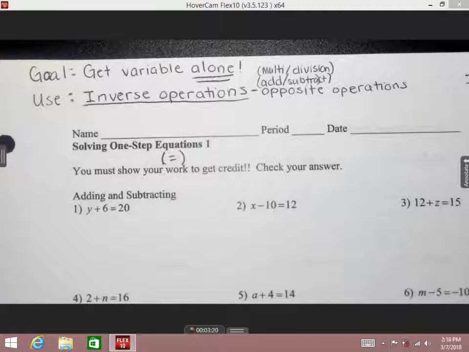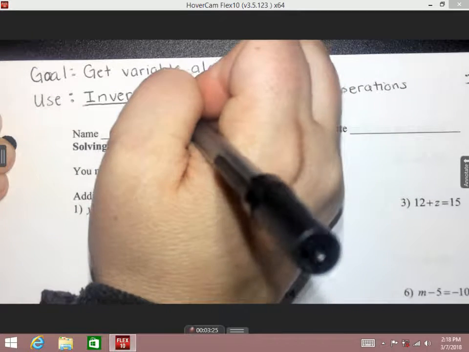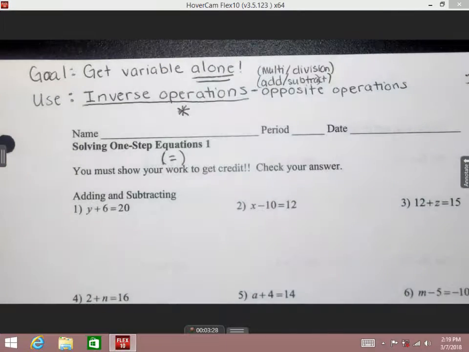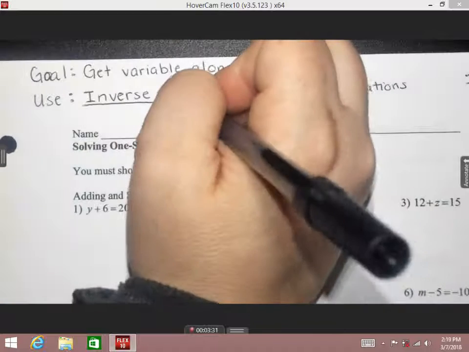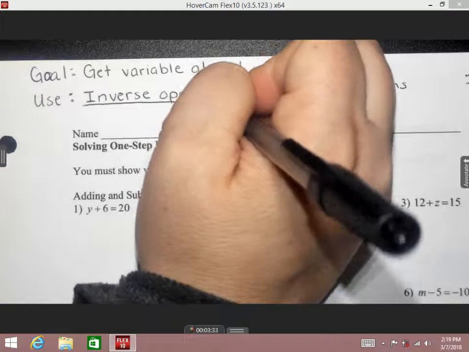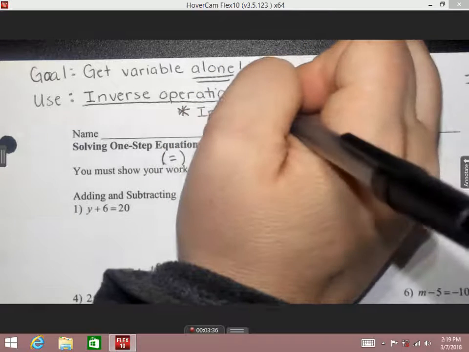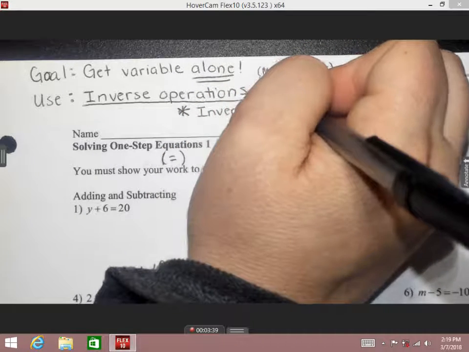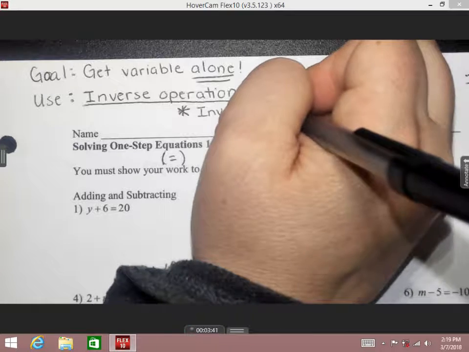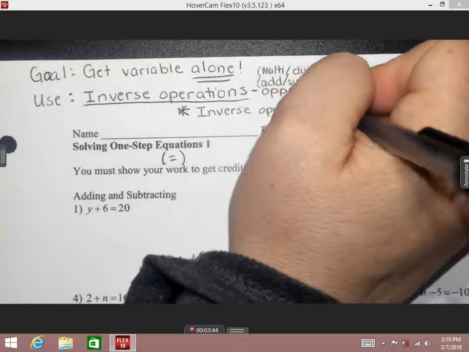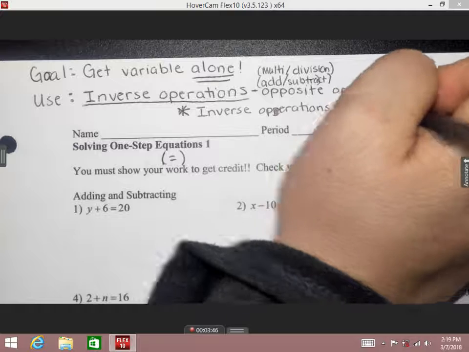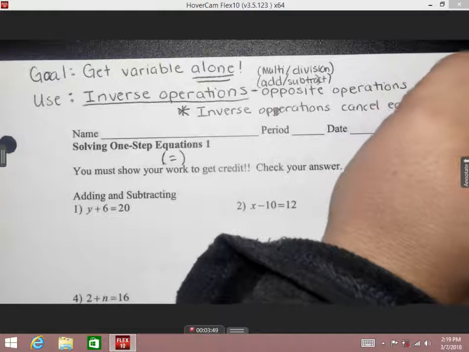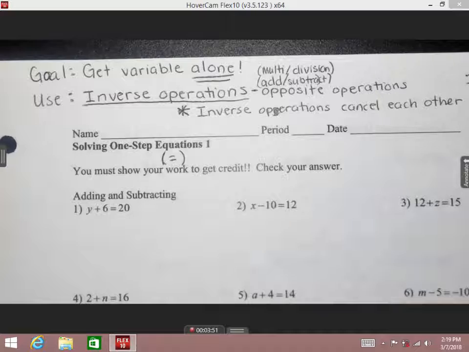Now, the main reason that these are super helpful, we're going to put a little star here. The main reason these are super helpful is because inverse operations cancel each other. Inverse operations cancel each other. That's the last thing that we're really writing, so make sure we have that written down.